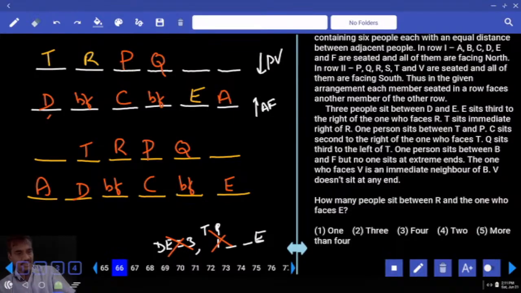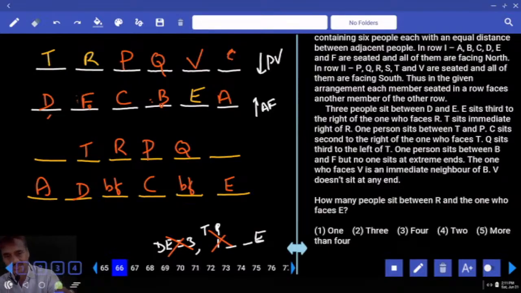The next one, the one who faces V is an immediate neighbor of B. Then V cannot be here. Then what is the only possibility? V is here. The one who is facing V is E, and E is immediate to whom? Immediate to B. E is immediate to B, B is here. Now B is here. Who is the person after here? F is the person here.